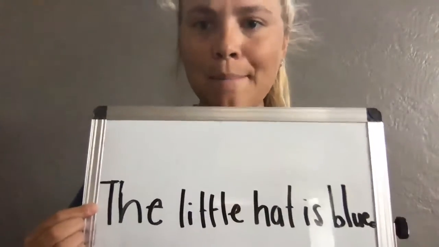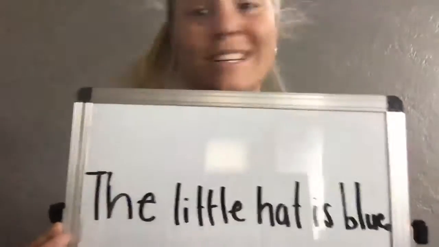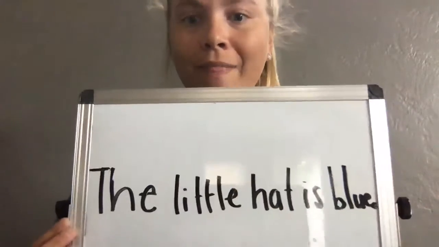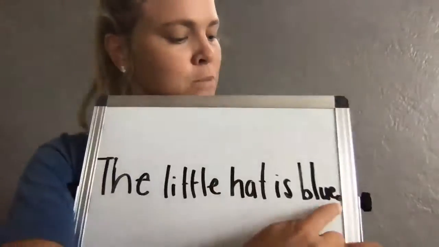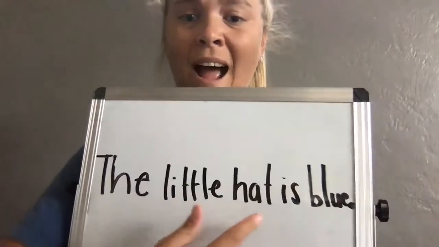So I added the in the beginning of little. When I did that, I made sure that I had that capital T on my the, because you can't start a sentence if you don't have a capital. And then at the end of my sentence, I just put a period. So I would read my sentence, the little hat is blue.